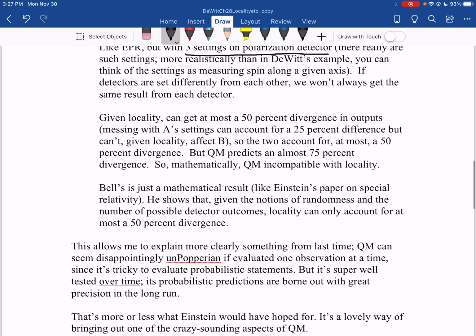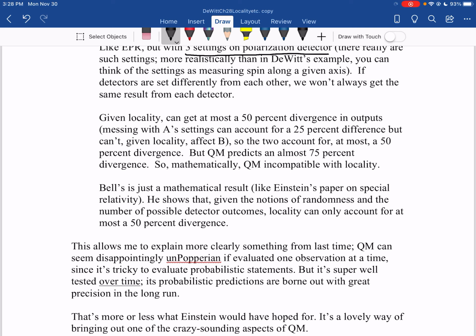What Bell shows you is that given locality, the detectors can account for at most a 50% divergence in outputs. DeWitt's discussion in chapter 28 is useful here. Messing with the settings on the first detector can generate at most a 25% difference, but can't affect the other detector, right? Because nothing can travel faster than light, and not even light could get from detector A to detector B in the amount of time involved. So you put those 2 together, assuming locality, right? You can account for at most a 50% divergence in the results. Quantum mechanics, though, predicts a more than 50% divergence.